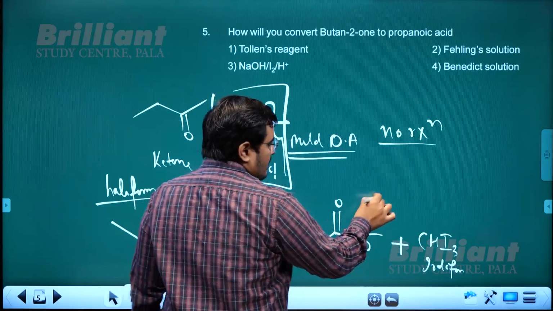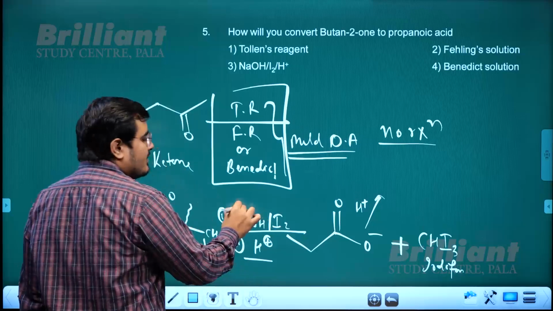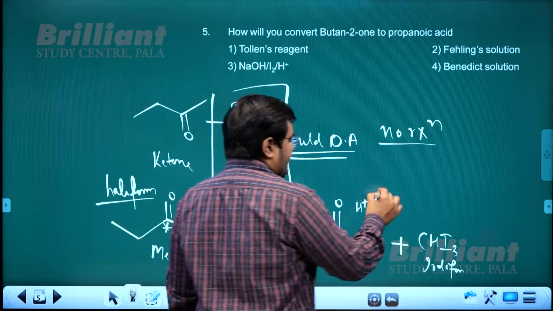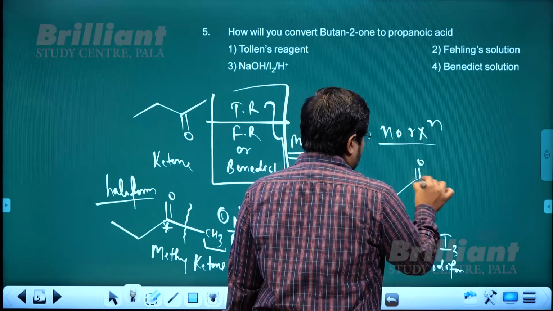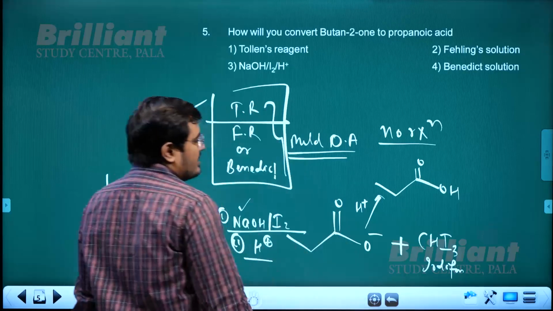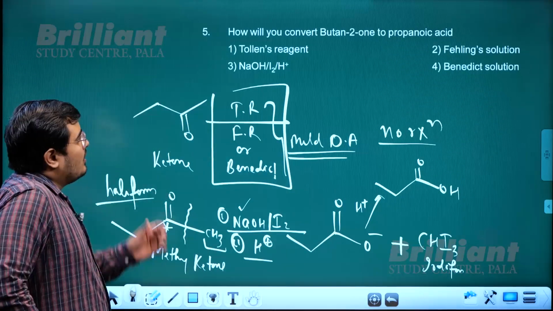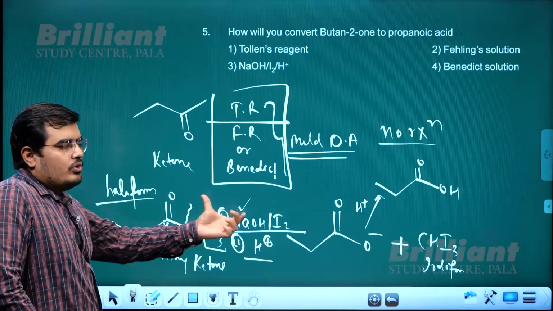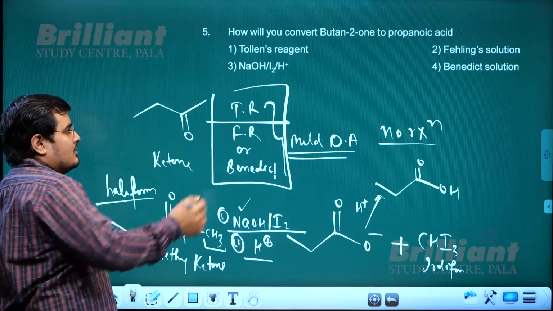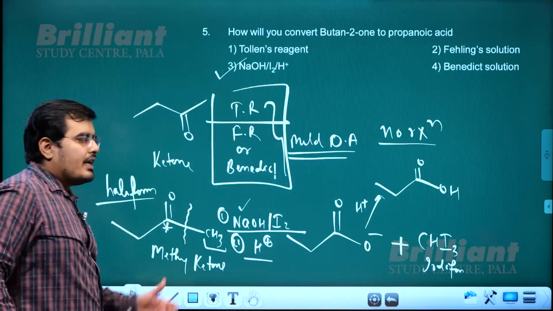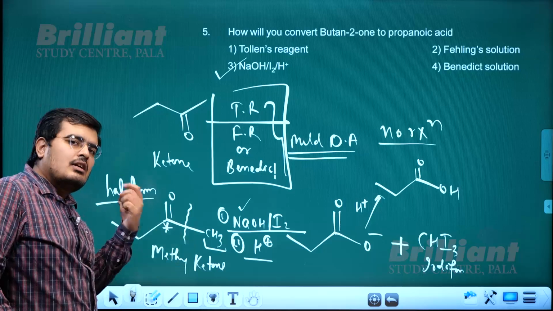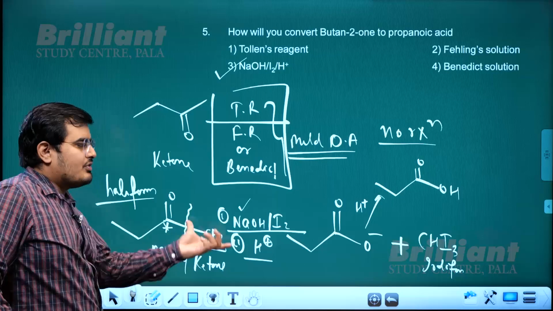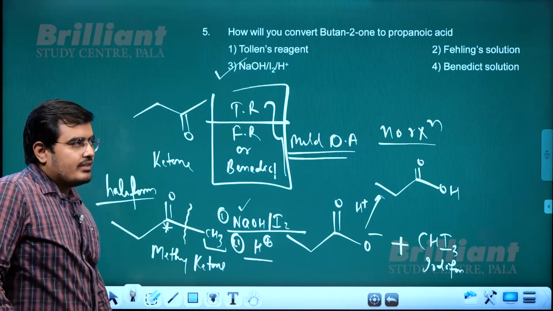And this I negative charge species, as I said, the medium is basic, so you cannot write your acid in the protonated form. So adding an acid will convert it into C double bond OH, which is actually the propanoic acid. So using the haloform test, we can actually convert butan-2-one into propanoic acid. So the answer will be 3. I am not writing the mechanism as this reaction is a part of the aldehyde, ketone and carboxylic acid chapter, and there you must have surely learned how to write the mechanism.